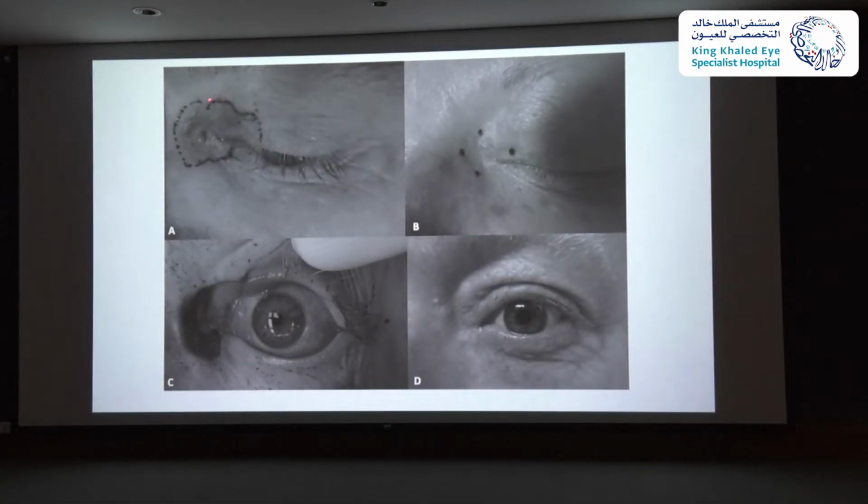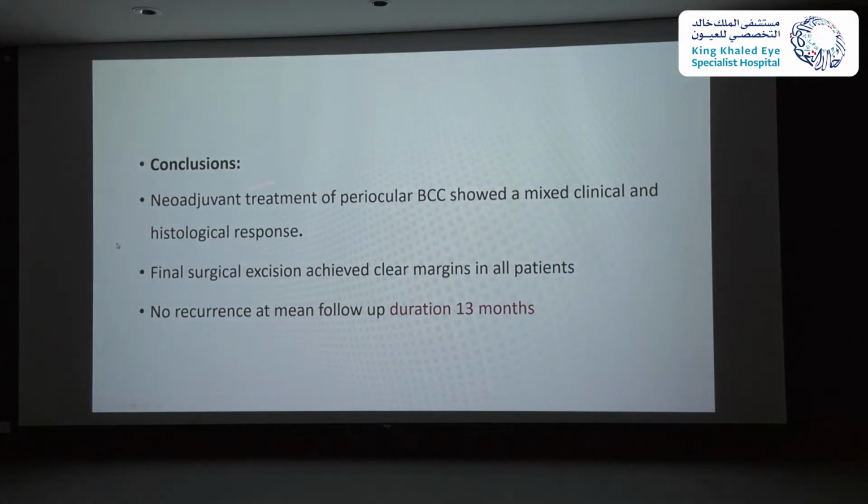Here is an example of a patient. This is the simulated intended surgical margin before treatment. Here are the map biopsies that were taken after treatment, and here after excision of the tumor, with reconstruction with the final outcome in the last picture. They concluded that neoadjuvant treatment of periocular basal cell carcinoma has a mixed clinical and histological response. The final surgical excision achieved a clear margin in all patients, no recurrence at mean follow-up duration of 13 months.